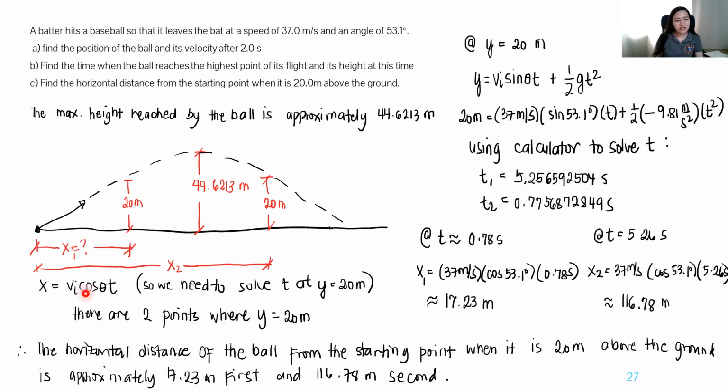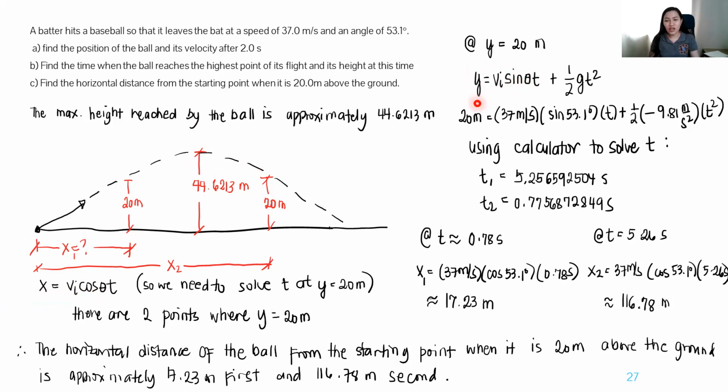So, x equals Vi cosine theta t. So first, the time before it reaches its maximum height, or the second time, when it has passed the maximum height. And how do we find this time? So, we're going to use the formula y equals Vi sine theta t plus 1/2 gt squared. Since it is given that it is 20 meters above the ground, we were able to come up with a quadratic equation.